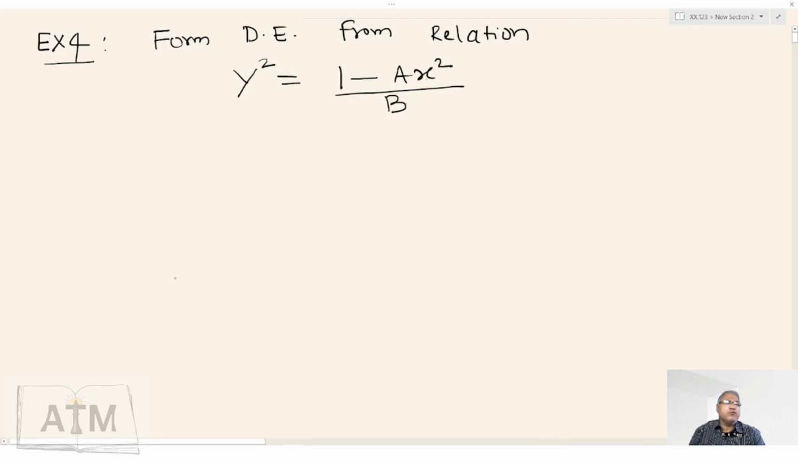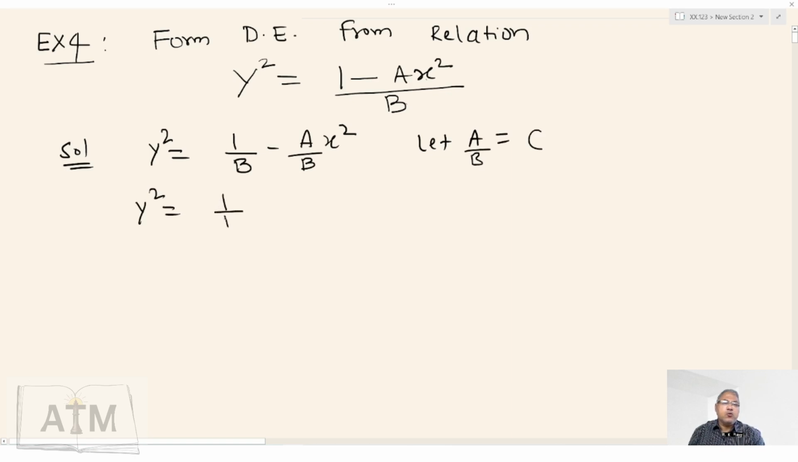Form the differential equation from the relation y² equals (1 minus ax²) upon b. Solution: this can be written as y² equals 1/b minus (a/b)x². Now there are two arbitrary constants, one is a, another is b. We have to eliminate them, so what you can do here is, let a/b equal c. Therefore we get y² equals 1/b minus cx².